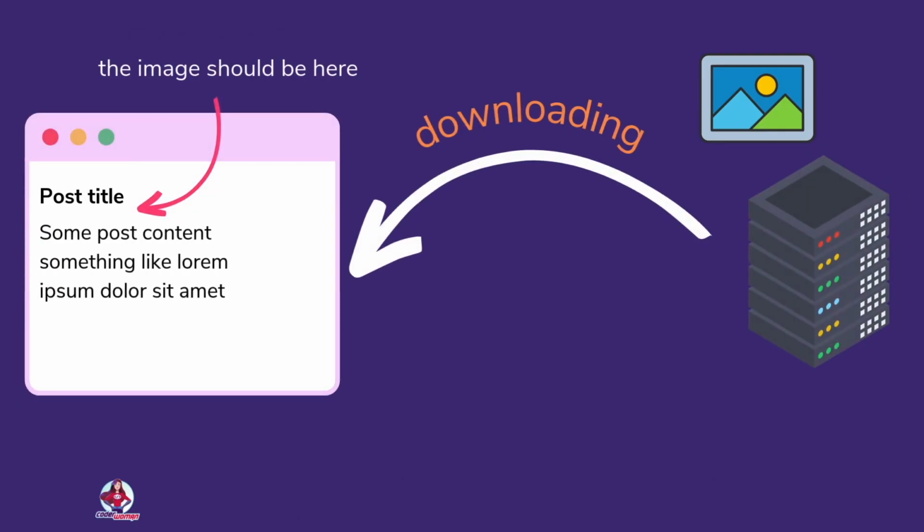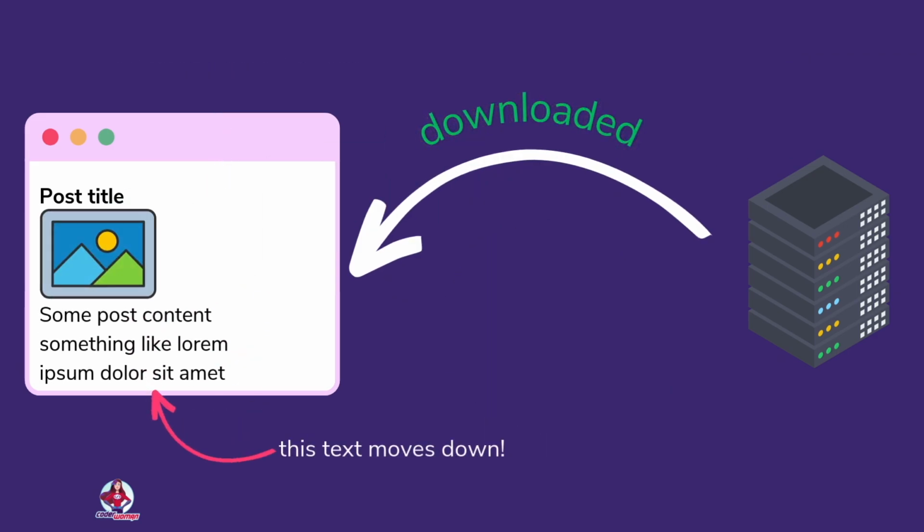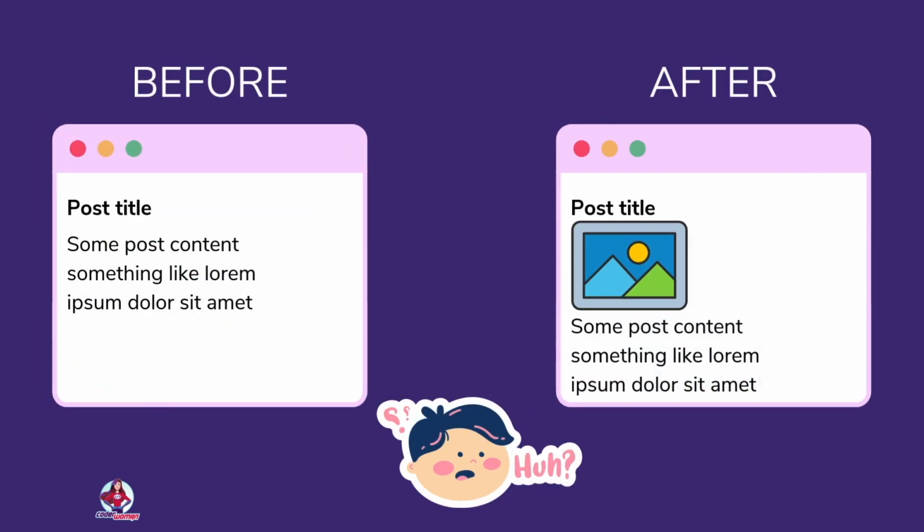The browser must download the picture from the server to show it. The bigger the picture, the longer it takes. When the picture isn't there yet, we don't see it on the page, right? Then, after it's downloaded, the browser shows it. But what happens then? The text where the picture was supposed to be will move down. There will be a content change on the page, which might confuse the user.